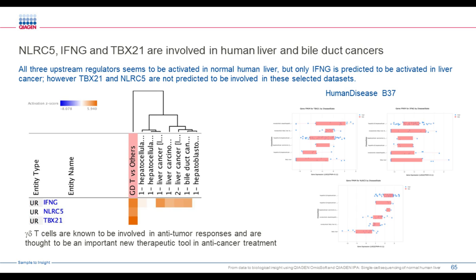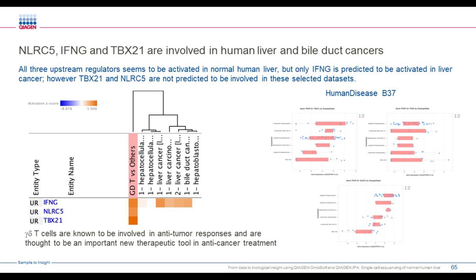We have three components. One I didn't mention, but just for the argument I show it: NLRC5, interferon gamma, and TBX21. All of them are involved in liver and bile duct cancer, apparently. All of these compounds are predicted to be activated in a normal human liver in these gamma delta T cells. But when you compare these upstream regulator programs, interferon gamma is the only one predicted to be activated in these oncological situations, liver cancers, bile duct cancers, and many others.